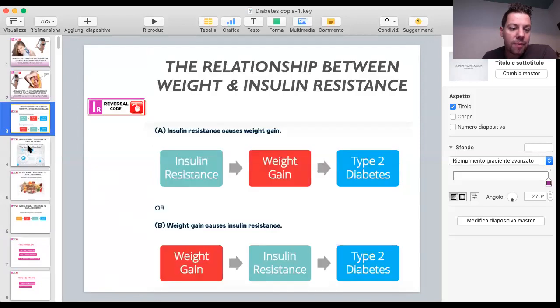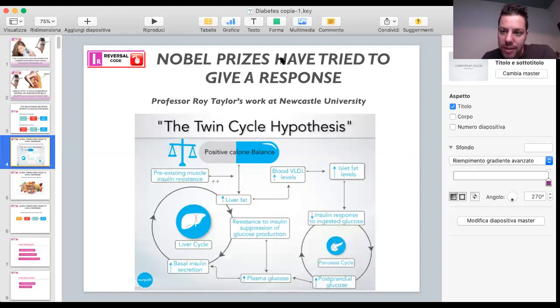And there is an answer to the question here, right? Some Nobel prizes, I took this from an article. Roy Taylor suggests that we are insulin resistant because there is a positive calorie balance, with excess calories, which creates insulin resistance first in the liver, then in the muscle, and then as this cycle goes on and on, there is plasma glucose buildup pretty much everywhere, and then you build up excess fat in the liver, which creates bad cholesterol, which creates metabolic syndrome, and everything else becomes insulin resistant as well.